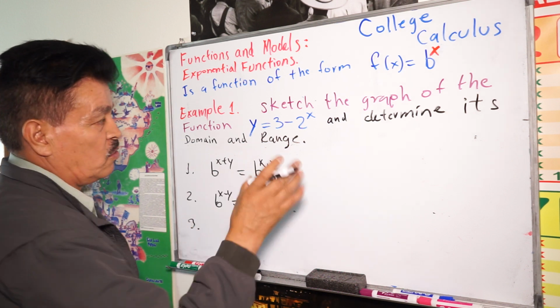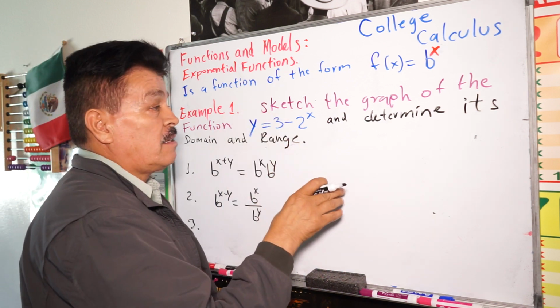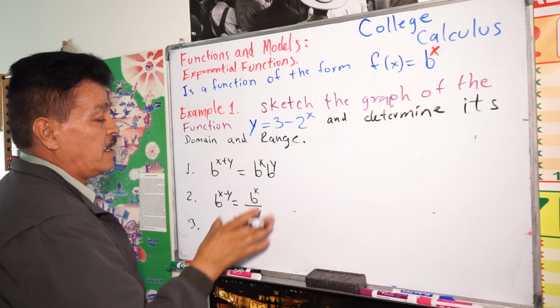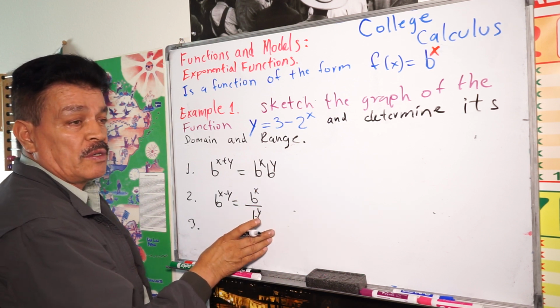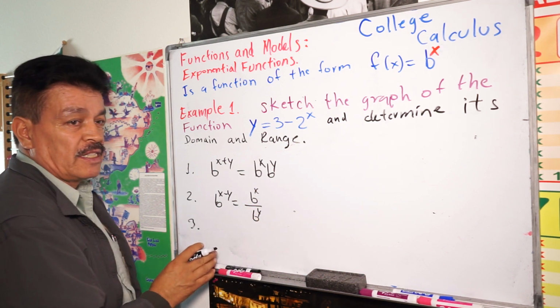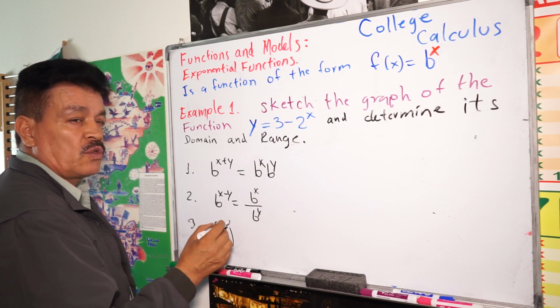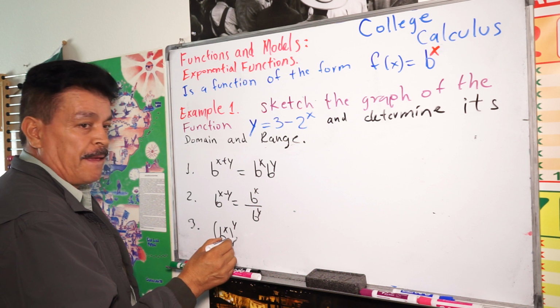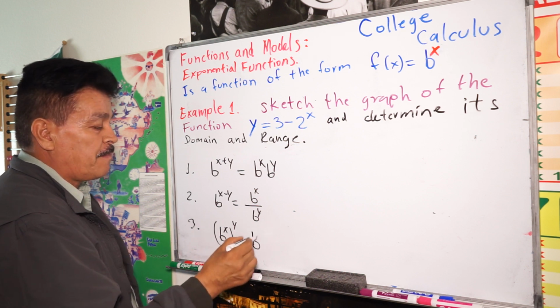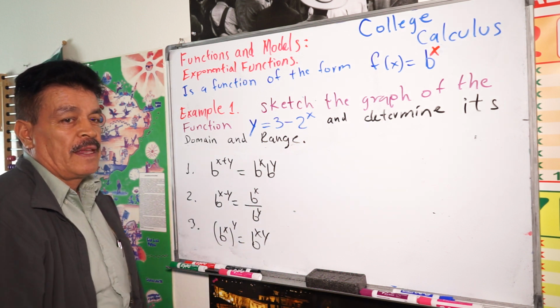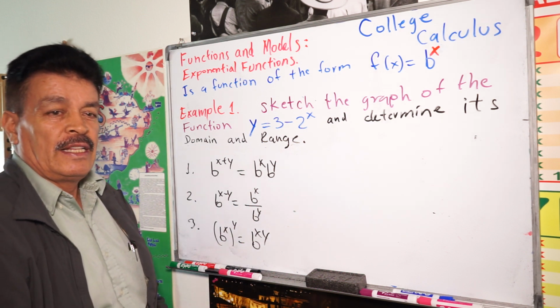When you subtract, you divide. Rule number three is important to remember in this class, because sometimes you are required to use these kinds of rules, laws of exponents. The number three, when you have b to the x, to the y power, this equals b to the x times y, right? B to the xy, exactly.